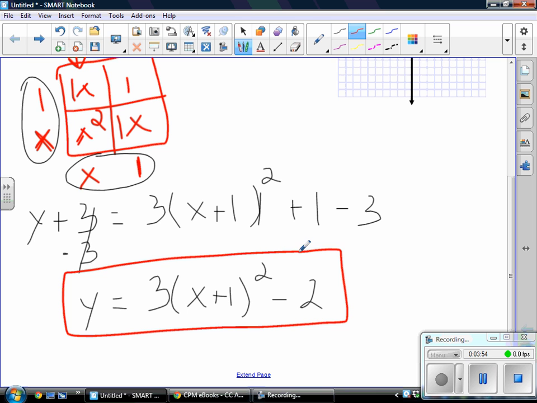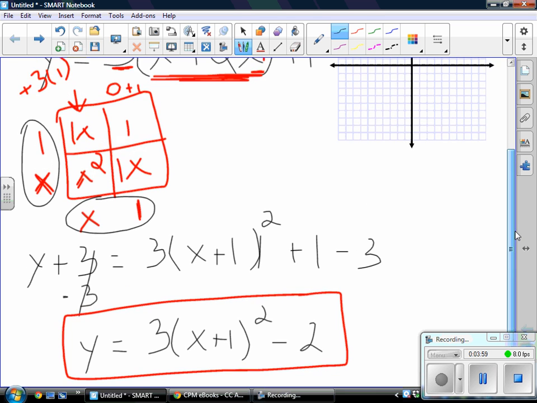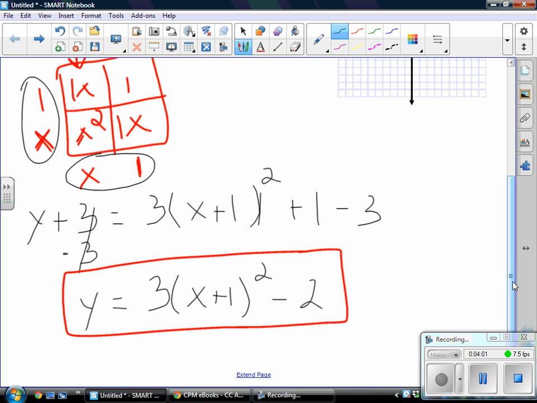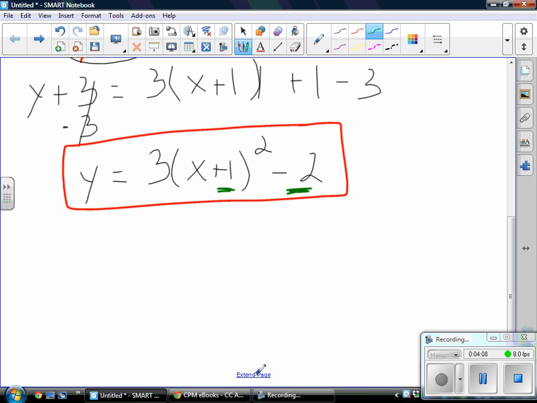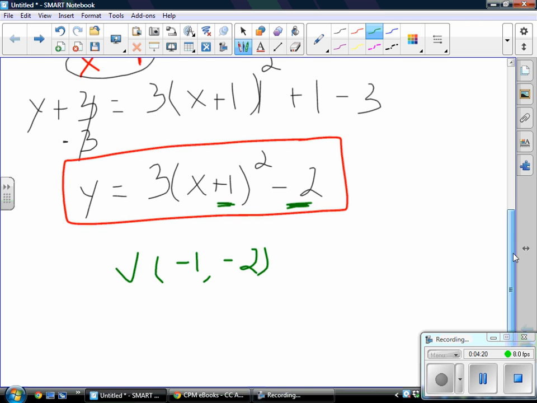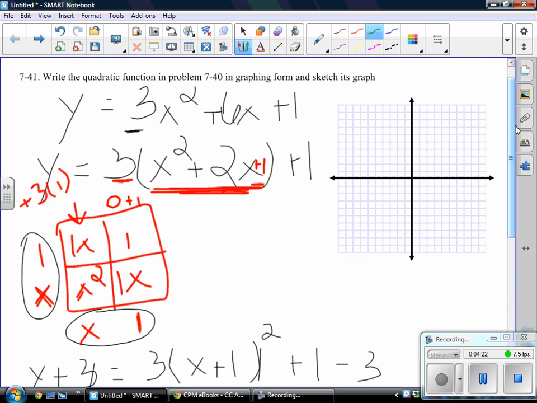The next thing that we need to do is to graph this equation, or graph this parabola. So I can find my vertex quickly from the graphing form. It's going to be the opposite of this first number, and I keep the second number the same. So my vertex is going to be -1, comma, -2. I'm going to plot this point, -1, -2, as best I can on here.